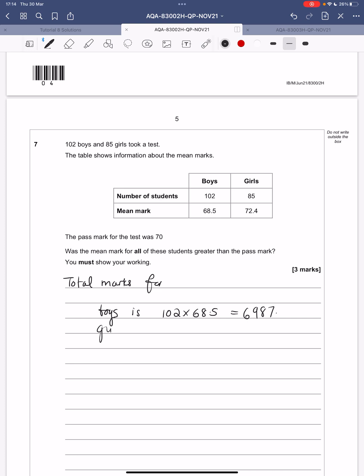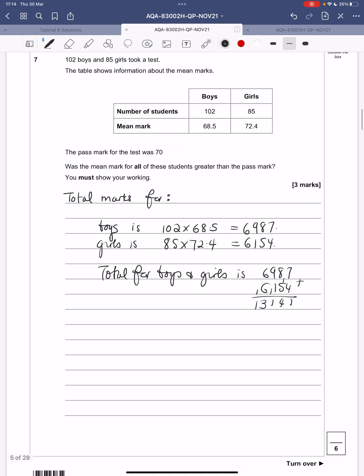And then for the girls is 85 times 72.4. Doing that in the calculator, 6154. So the total for boys and girls combined is 6987 plus 6154, which is 13141. And the mean is therefore 13141 divided by 102 plus 85.